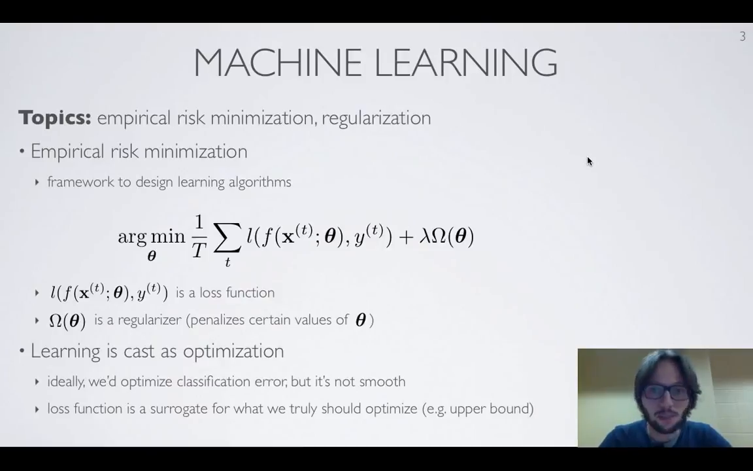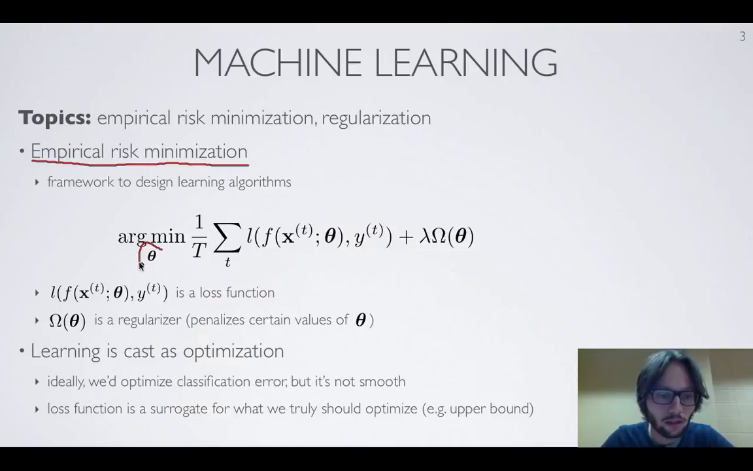So the specific algorithm that we'll be looking at for training neural networks is going to be based on a very general principle in machine learning known as empirical risk minimization. In a nutshell, the idea is that we'll convert the problem of training a neural network into an optimization problem.